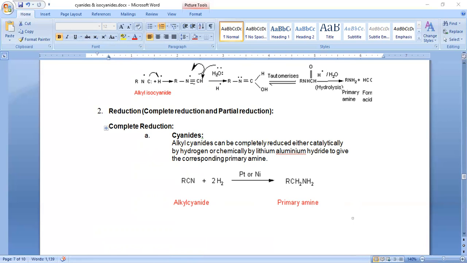We get primary amines, whereas reduction of isocyanides, we get N-methyl amines. That means a secondary amine, R, N, H, and here this is CH3. So this is known as N-methyl amines. You can say this is a secondary amine and this one is a primary amine. So cyanides on reduction give primary amines, whereas isocyanides on reduction give secondary amines.